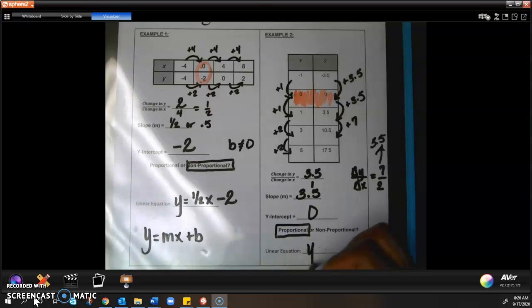And if I write my equation, I have y equals 3.5x. There's no need to put plus 0 because you're not adding anything, so you'll leave your proportional relationships in the form of y equals mx. So your equation is y equals 3.5x.